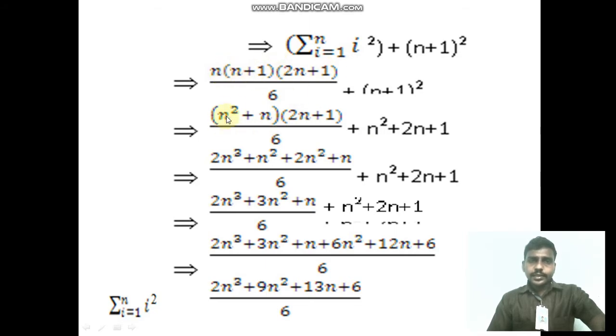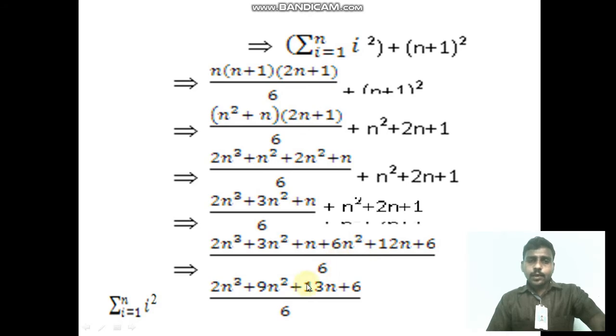Okay, so now n square into 2n gives 2n cube, n square into 1 gives n square, n into 2n gives 2n square, n into 1 gives n, divided by 6. Now I am taking the LCM. So if I take the LCM, this is 6n square plus 12n plus 6. So it comes like this.